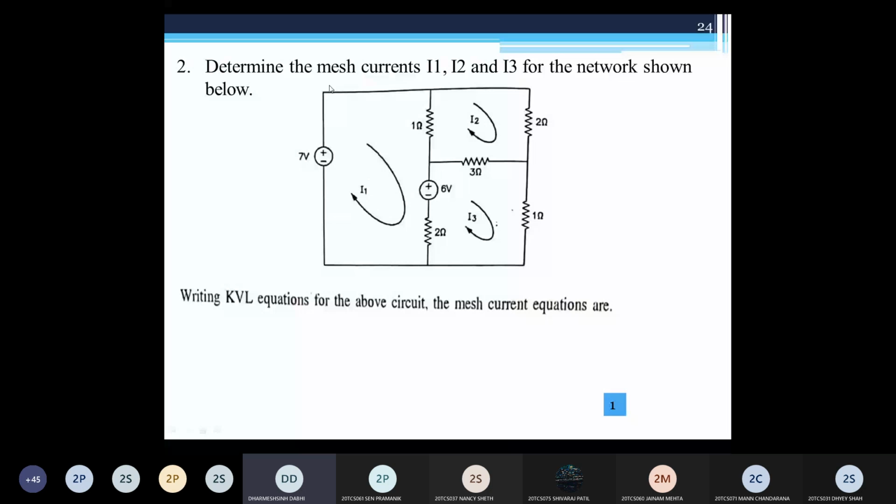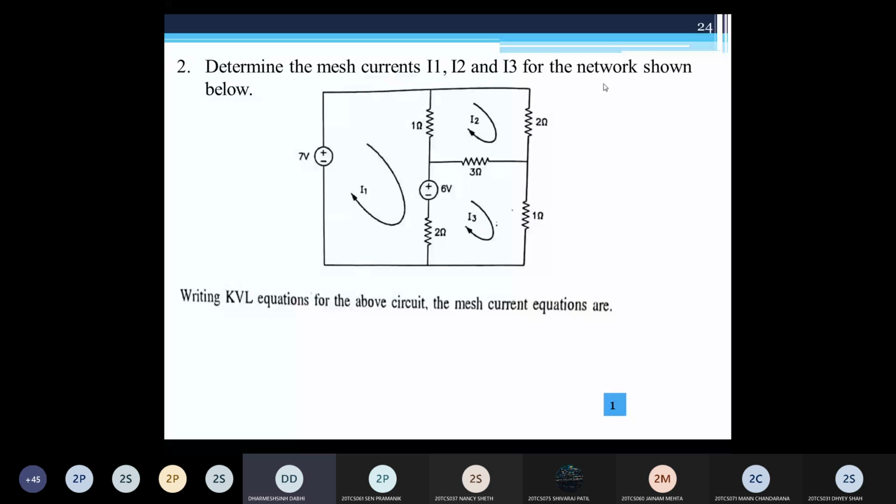So write down the second example. It is the same type of example, just change the values. Determine the mesh currents I1, I2, I3 for this network. All of you solve this example and give me the answer. What is the value of I1, I2, and I3?